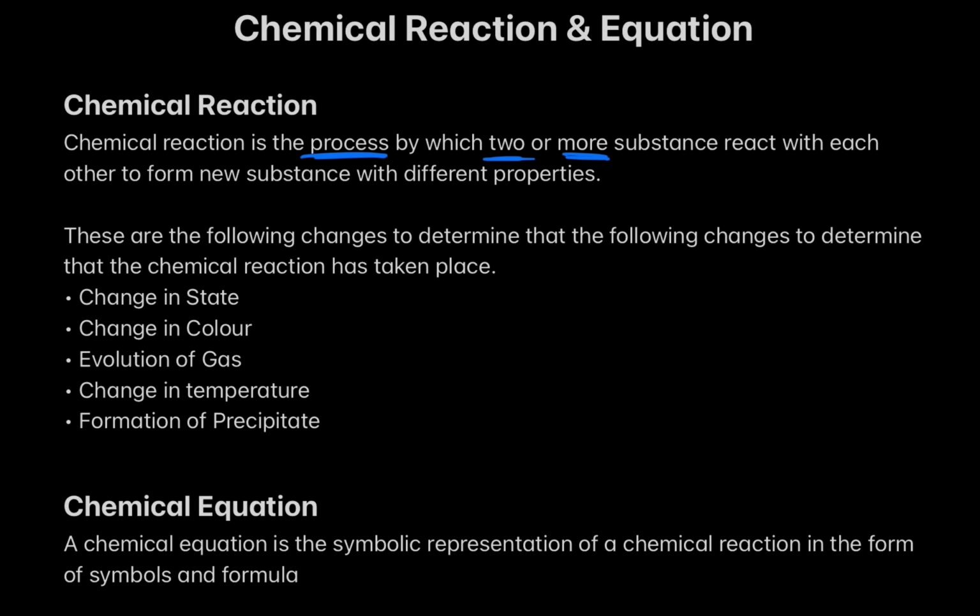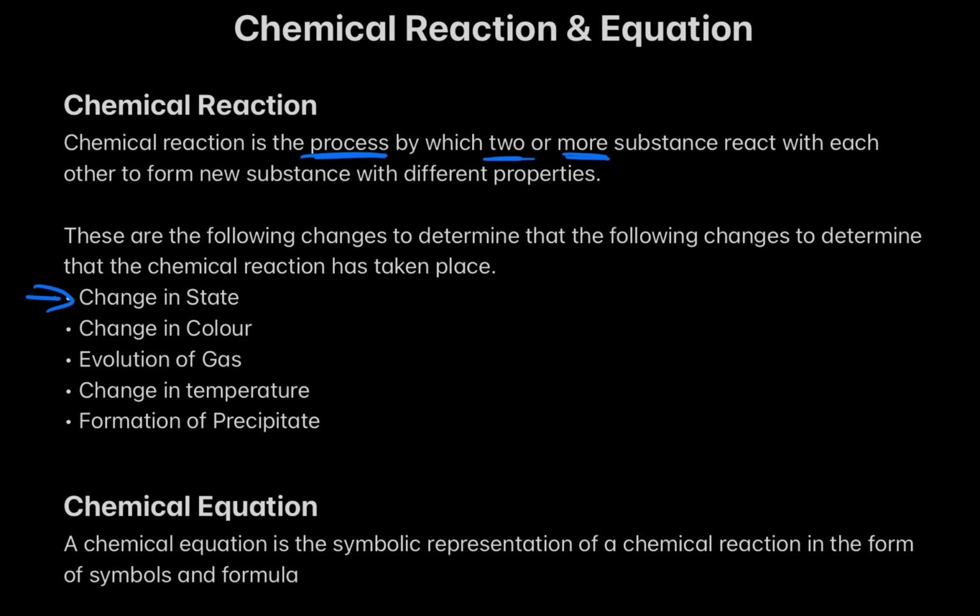Now, these are the following changes to determine that a chemical reaction has taken place. So now we will discuss some changes with the help of which we can know whether a chemical reaction has taken place or not. First is change in state. The states we know are solid, liquid and gas. If in a reaction there is a change of state, like solid, liquid or gas, we can understand it is a chemical reaction.